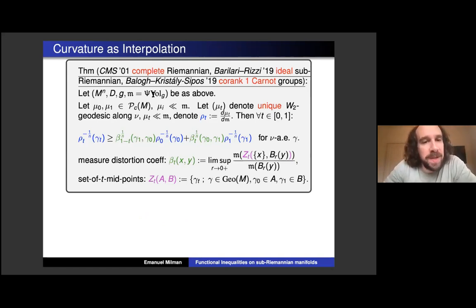Okay, so assume that you have such a sub-Riemannian manifold. In fact, for the measure, you can take any smooth, strictly positive density. That's not a problem. And they have to be one of these guys: ideal sub-Riemannian or corank 1 Carnot group. So assume that you have two compactly supported probability measures, mu naught and mu one, which are both absolutely continuous with respect to the ambient measure m.